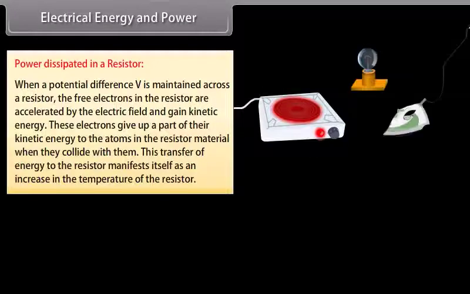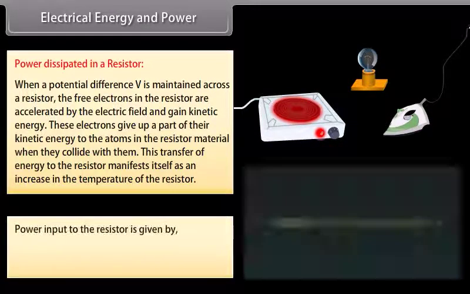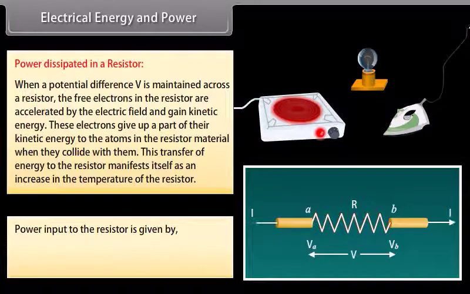When a potential difference V is maintained across a resistor, the free electrons in the resistor are accelerated by the electric field and gain kinetic energy. These electrons give up a part of their kinetic energy to the atoms in the resistor material when they collide with them. This transfer of energy to the resistor manifests itself as an increase in the temperature of the resistor. Power input to the resistor is given by P is equal to VI, which is equal to I squared R, which is equal to V squared divided by R.